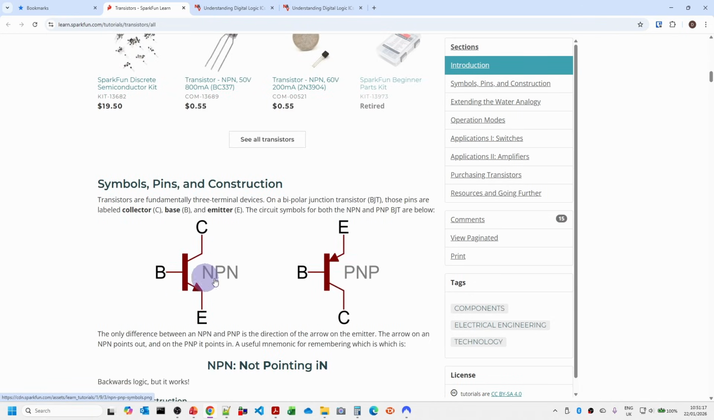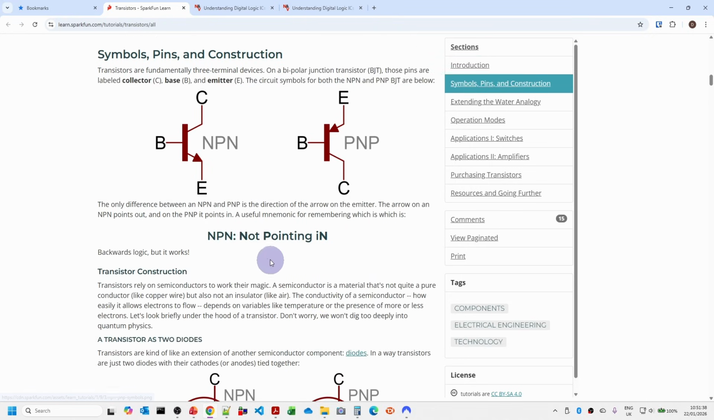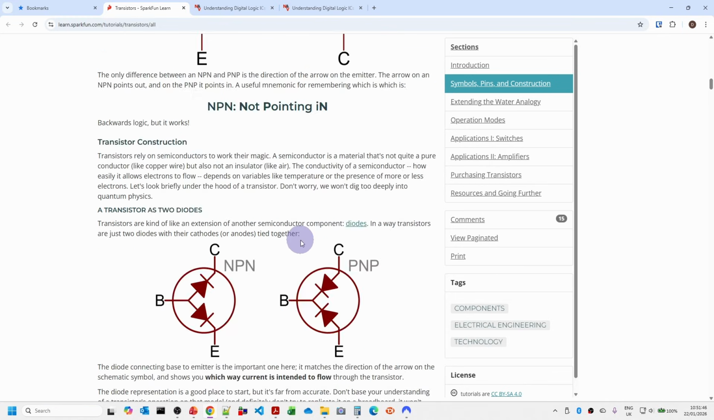So generally we have two types, NPN and PNP. The NPN tends to be the one we use most of the time, and that has the arrow pointing outwards down towards this pin called the emitter. We have the collector, base, emitter, and generally with a PNP transistor, then it's kind of like the reverse way around. So we have the emitter, base, and collector. "Not pointing in", I think, is the mnemonic they recommend for remembering which way the arrow goes.